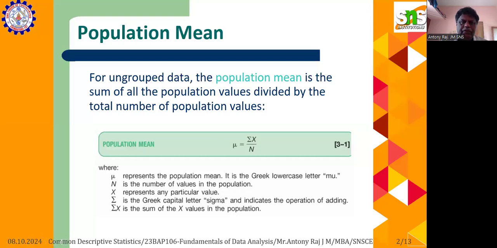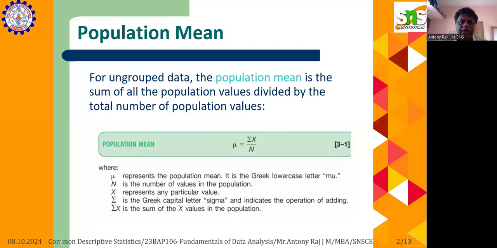Right. So now we already spoke in the previous class regarding what is meant by mean. Now we talk about what is meant by population mean, and we already spoke about what is grouped data and ungrouped data. We have a basic understanding of what is meant by mean, and also what we mean by sample as well as population. Now let us understand what is meant by the population mean.